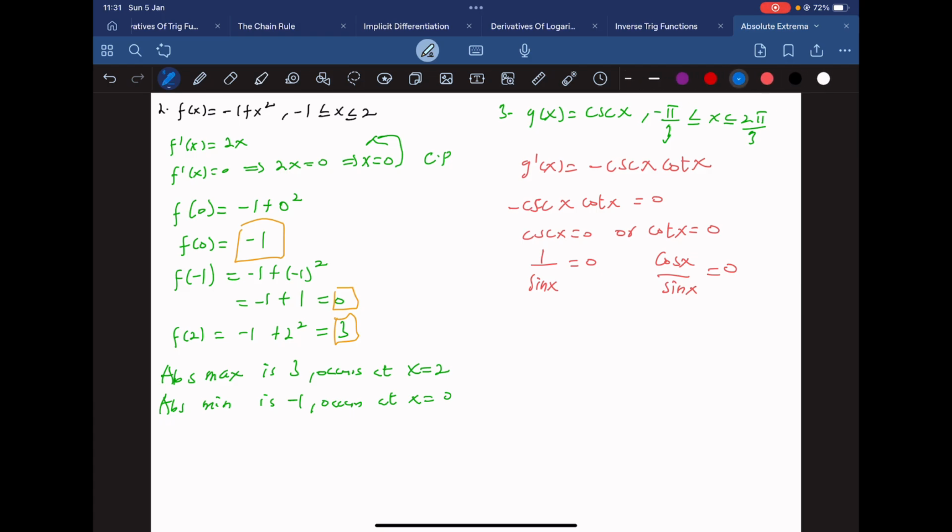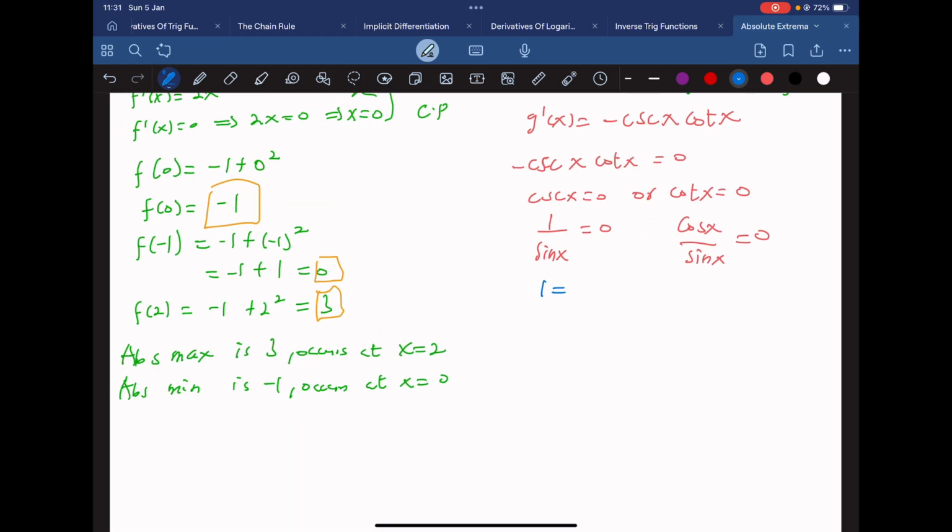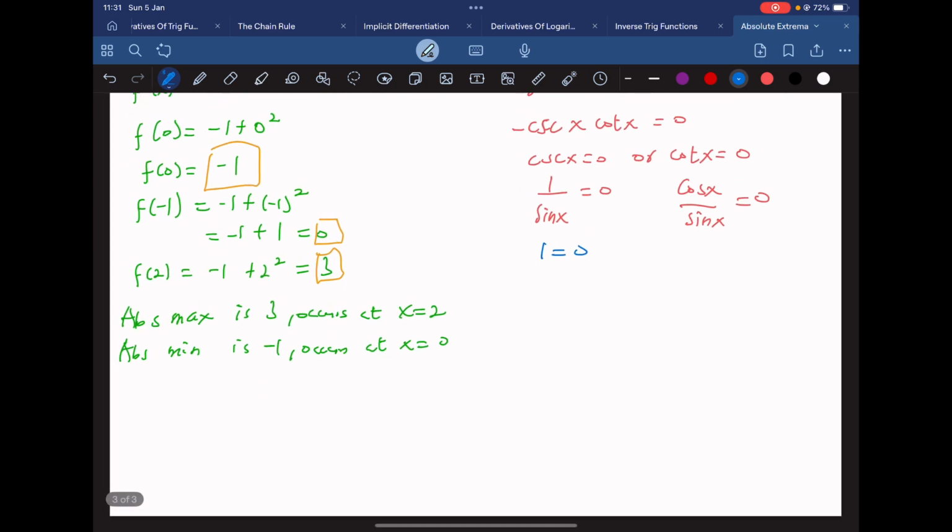Basically, let's say we cross multiply, right? Cross multiply this. We will just get 1 equal to 0 times sine x. This is just 0. This equation can never be satisfied. So over here, we can't have any critical point. No critical point over here. In this case, if we cross multiply, we're going to get cosine of x equal to 0, because sine x times 0 is 0.